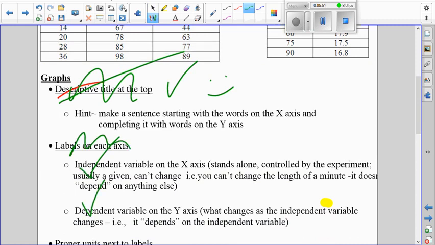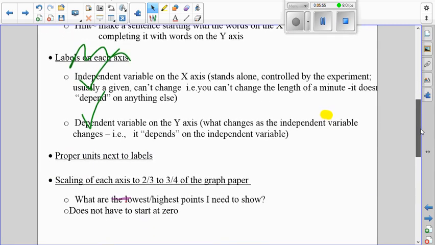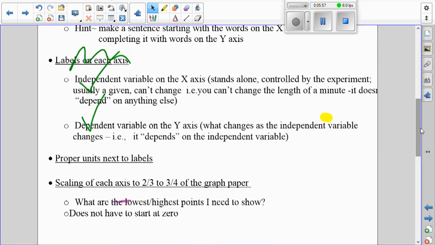Great. So you're just knocking out point after point. You're getting more points every time you check one of these off. Proper units next to the labels. Oh yeah, I just did that too. Meters and seconds. Thank you. Come again. Scaling of each axis.